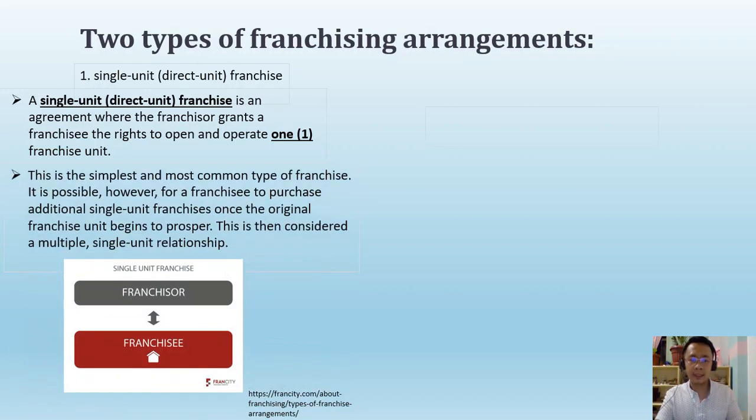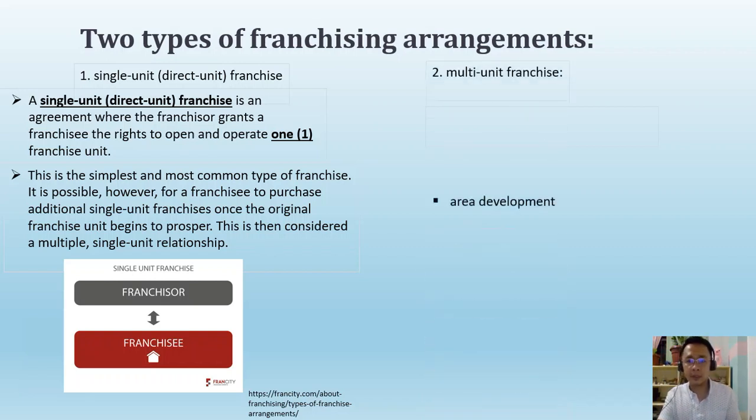This is the simplest and the most common type of franchise. It is possible, however, for a franchisee to purchase additional single unit franchises once the original franchise unit begins to prosper. This is then considered a multiple single unit relationship.